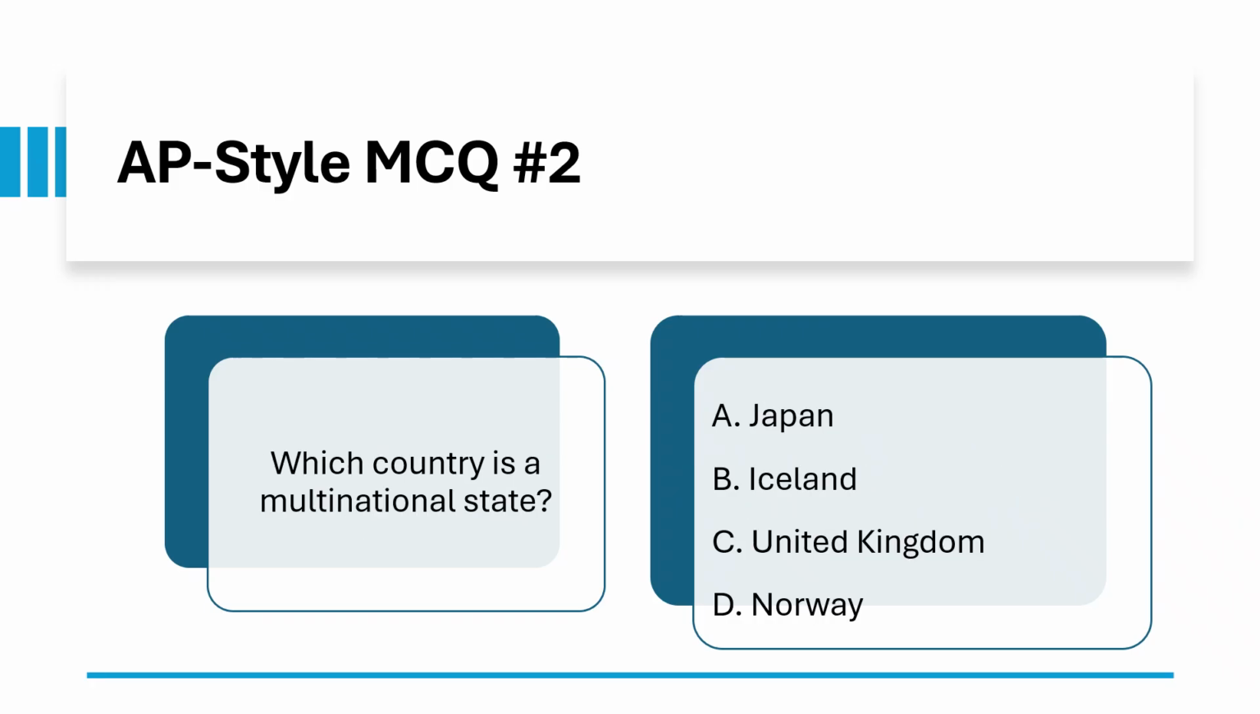Let's look at question 2. Which country is a multinational state? Is it A, Japan, B, Iceland, C, United Kingdom, or D, Norway? 10 seconds, choose the best answer. If you chose C, the United Kingdom, you got it right. The United Kingdom contains 4 separate countries.